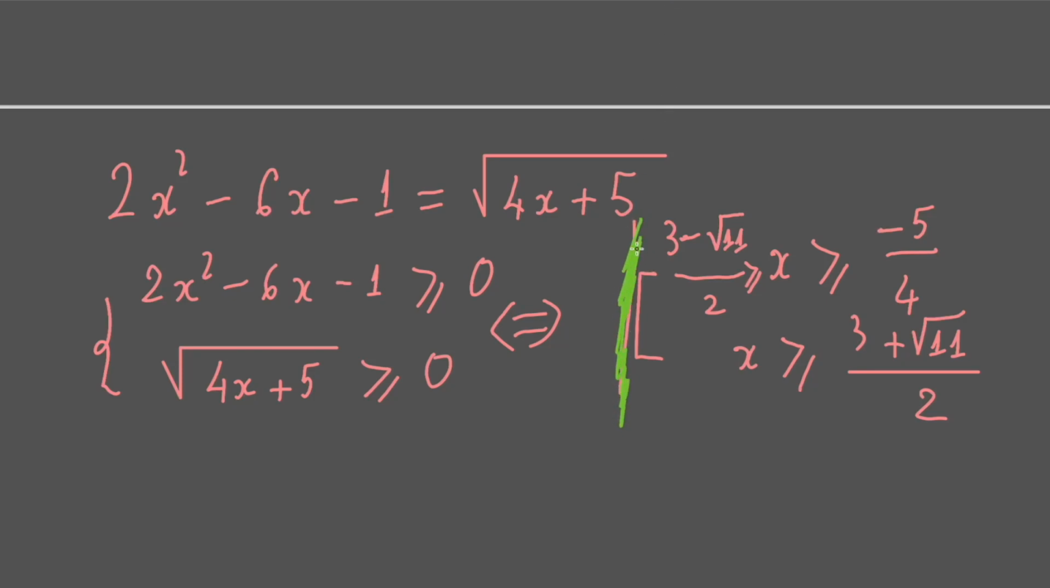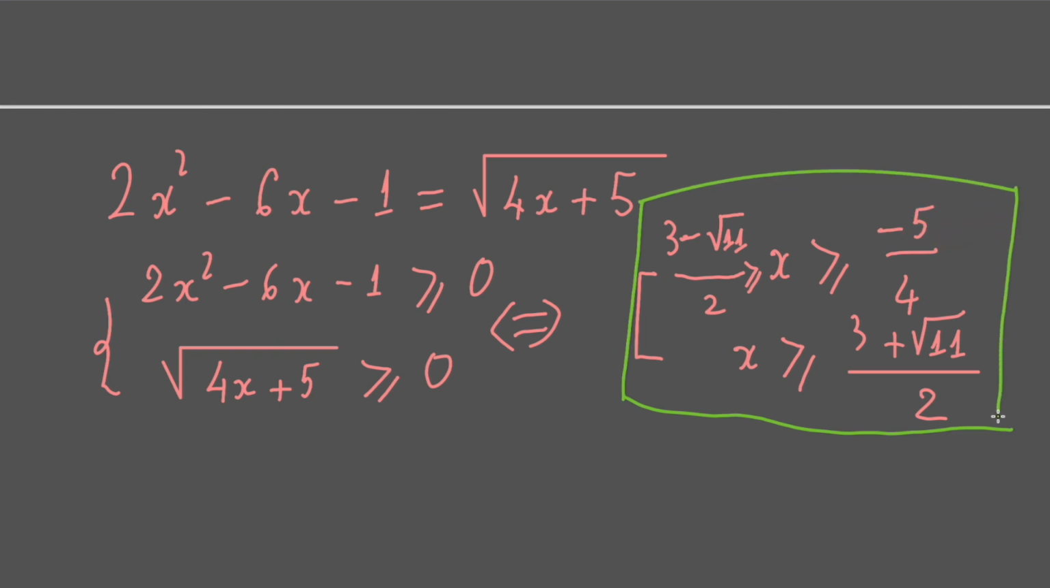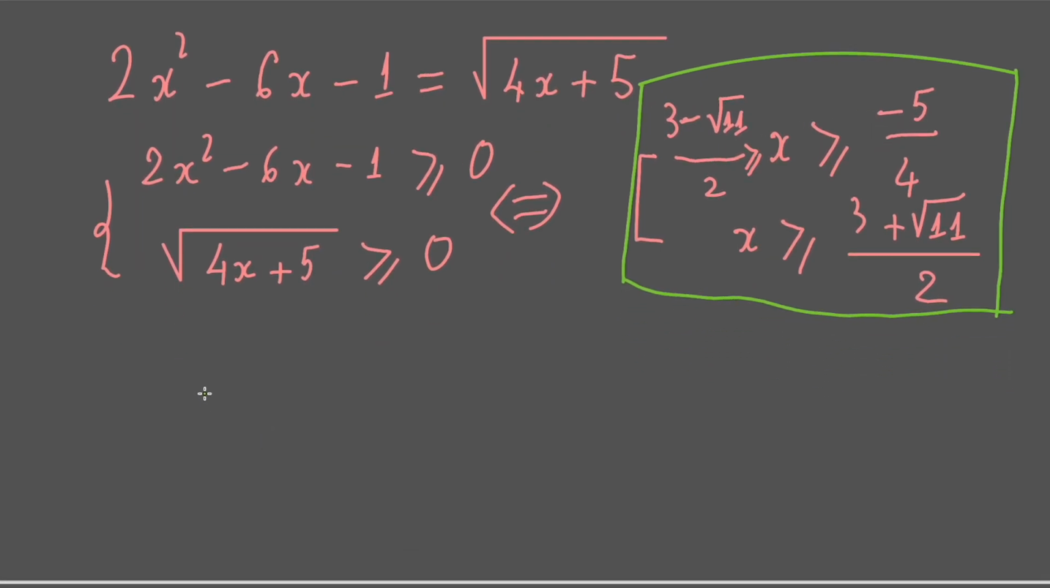We have to find the variable. Now let's move to the method. For this, we have to think about the substitution. But how can we put the substitution?